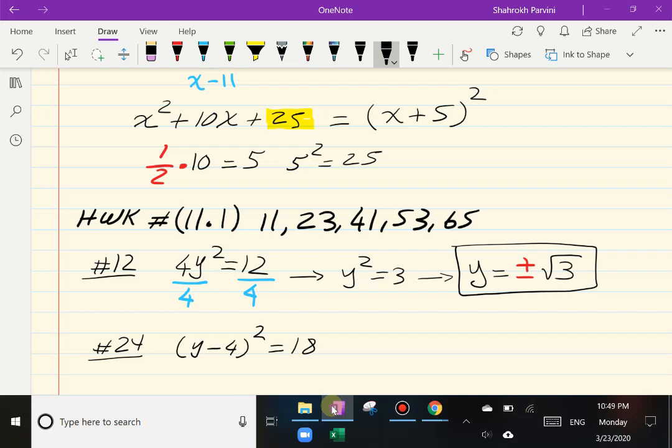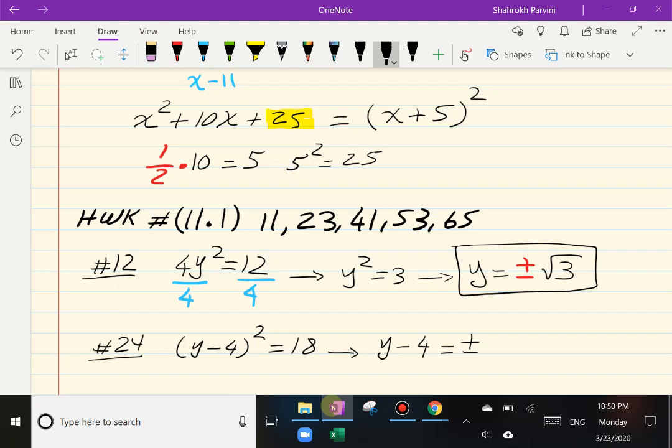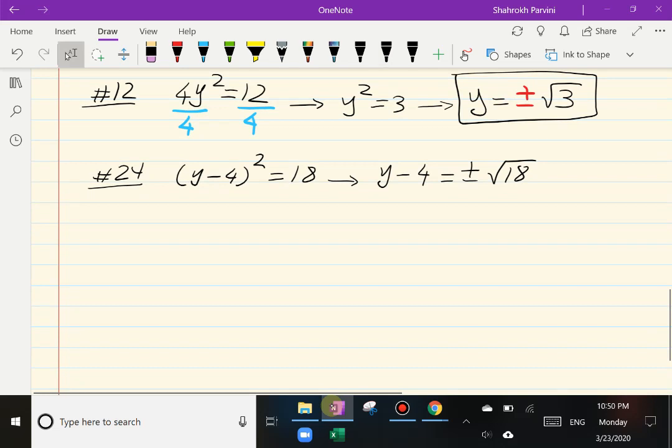Now, again, because we have this squared on an expression, we can proceed with the principle of square roots. So that means we're going to take the square root of both sides. And when we do, we're going to get y minus 4 equals plus or minus square root of 18. Okay, now we can add 4 to both sides to isolate the variable.